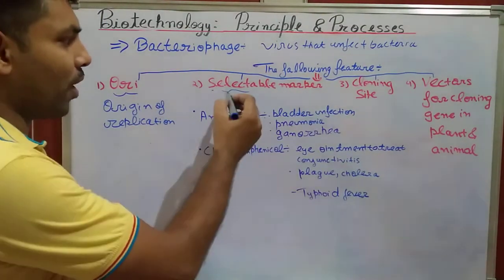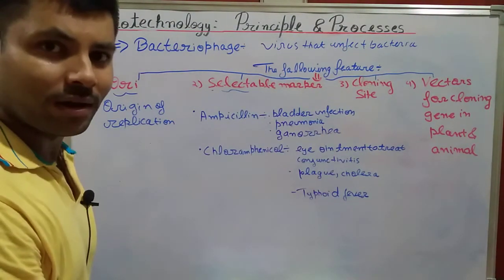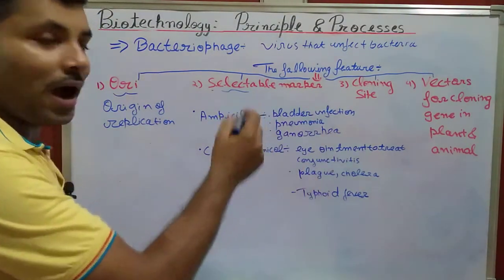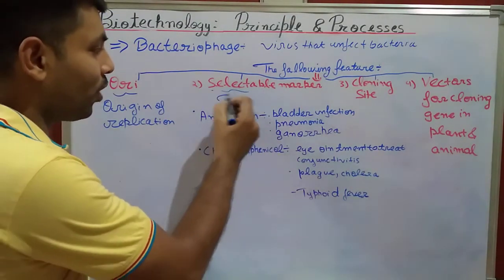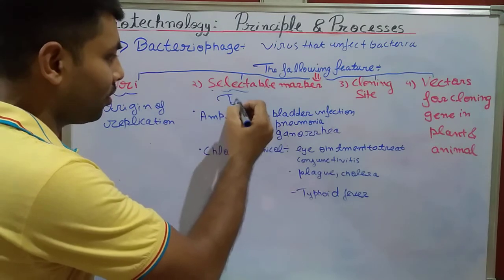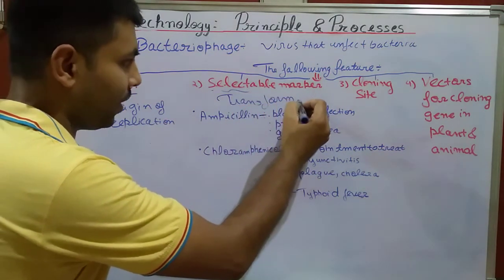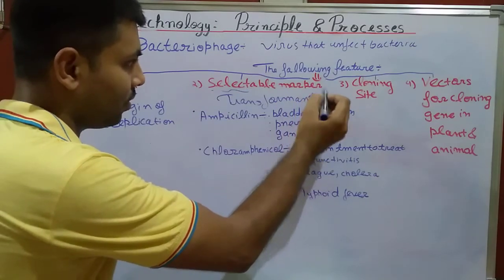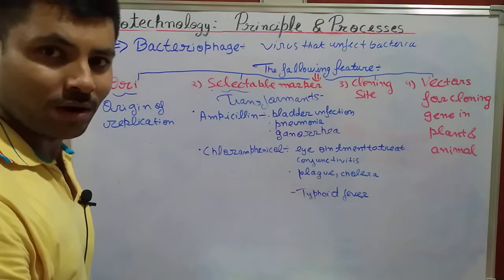Now see the second point, selectable marker. What is a selectable marker? It is basically a process of identifying non-transformants. Now what are non-transformants or transformants? Transformation is basically introducing a DNA into the host cell. Okay, it is now clear.